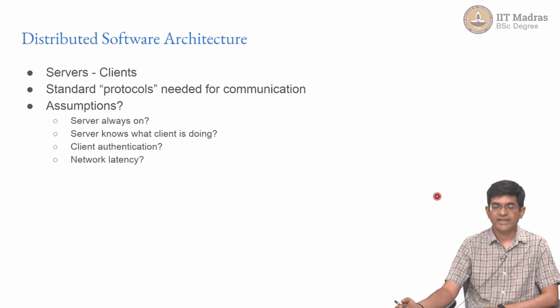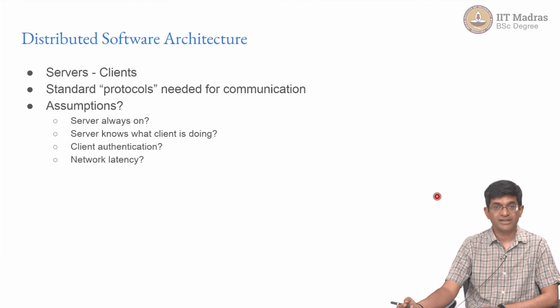Now, various kinds of distributed software architecture can be built and there are many assumptions that you can make. For example, one assumption that I could make when I'm designing a distributed system could be that if I'm assuming there is a server, I could assume that the server is always on, otherwise the application is just not going to work. I could assume that the server knows at any given point in time exactly what the client is doing, so it has complete control over what is being displayed at the client end and responds to each and every action on the client end.